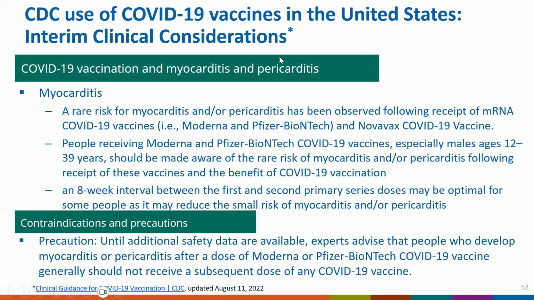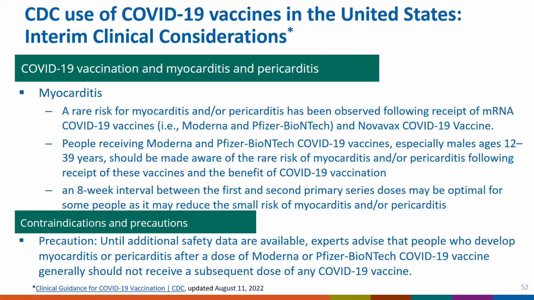So these results translated directly into policy decisions. A rare risk of myocarditis was confirmed following the mRNA vaccines. It was confined especially to males 12 to 39 years, and the CDC concluded that they should be aware of the risks following the receipt of these vaccines.